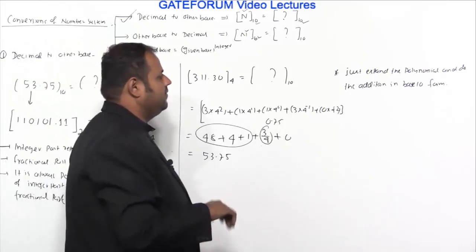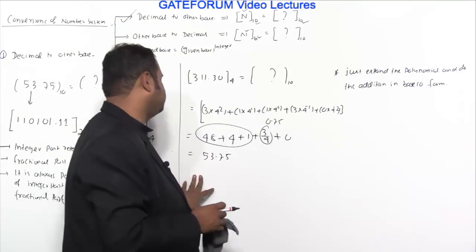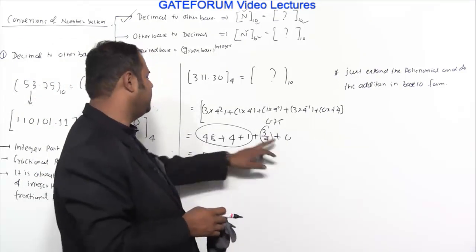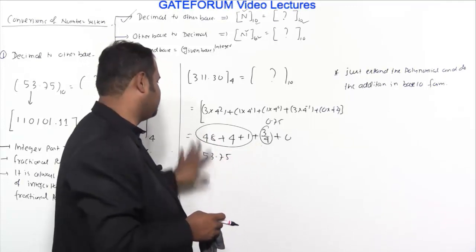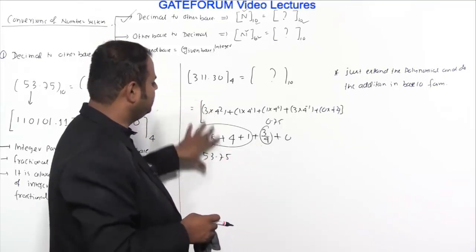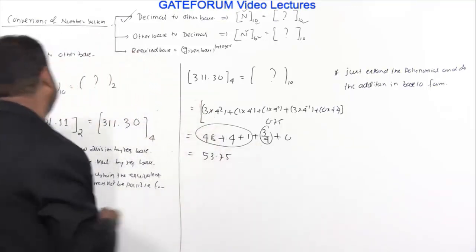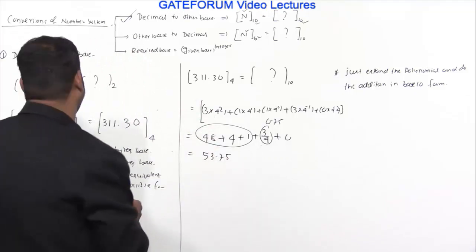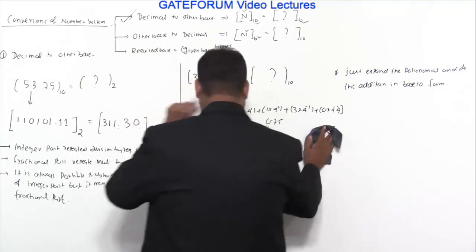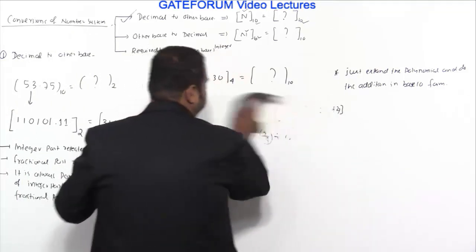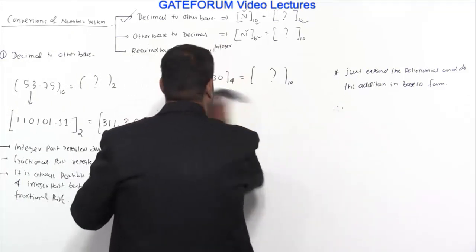Just expand the polynomial and do the addition in base 10 form. What is the meaning of base 10 form? We are simply adding in base 10. If somebody says you add this in some other form using base 7, base 6, etc., the answer will be different. So you have to add this in base 10 form when you are converting into base 10. Similarly, if something else is given, you can easily follow this particular technique to get it.